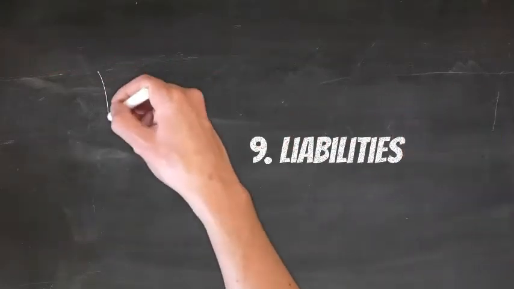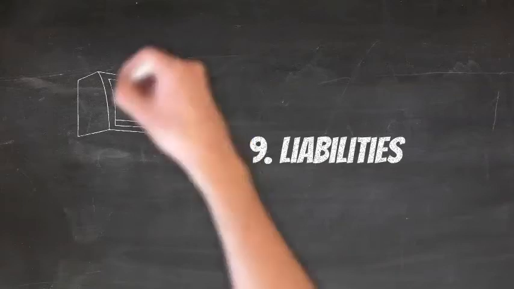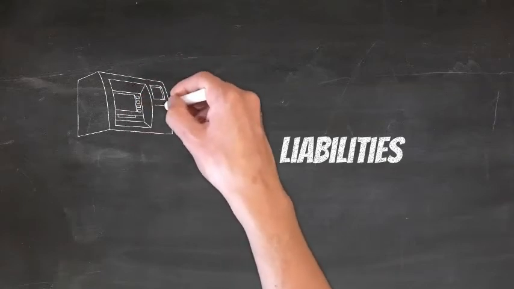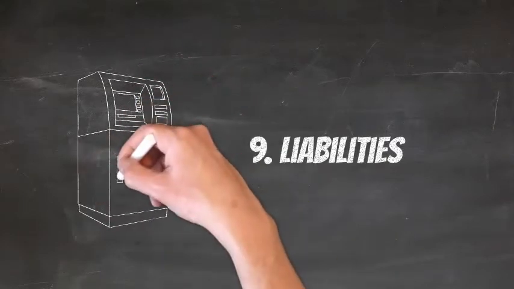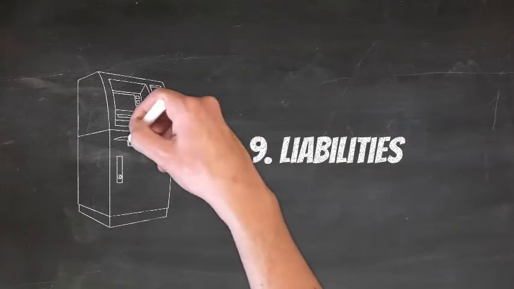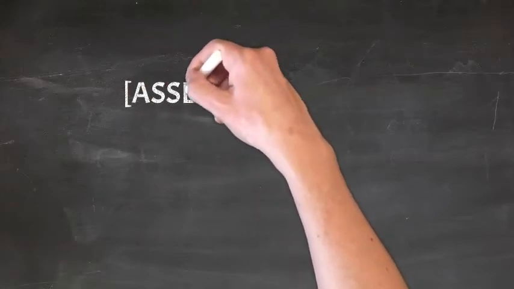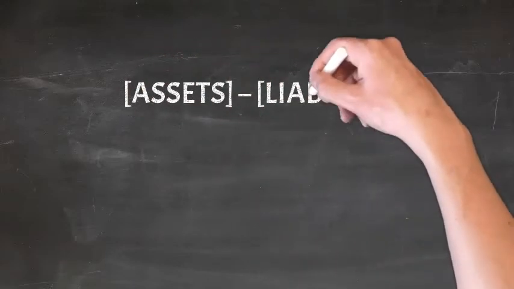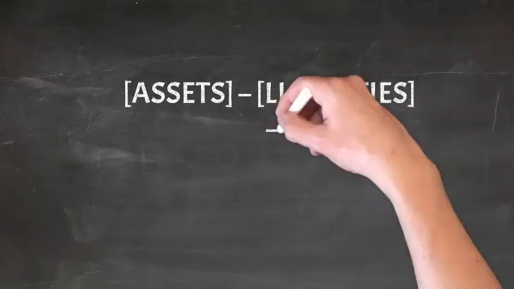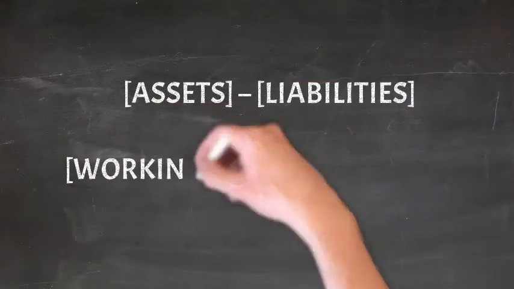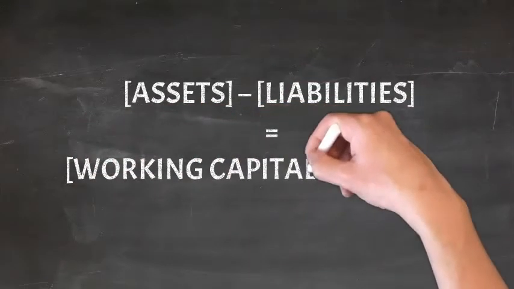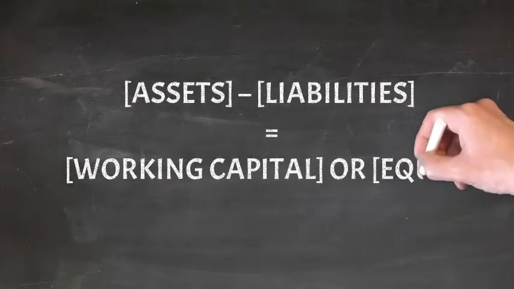Just like companies have assets, they also have liabilities. Liabilities are the opposite of assets. This can include loans from the bank or money owed to vendors. Assets are sometimes also referred to as capital. To calculate working capital or equity, the company does the following sum: assets minus liabilities equals working capital or equity.